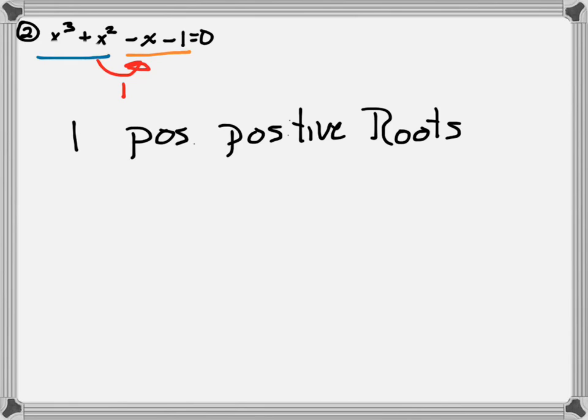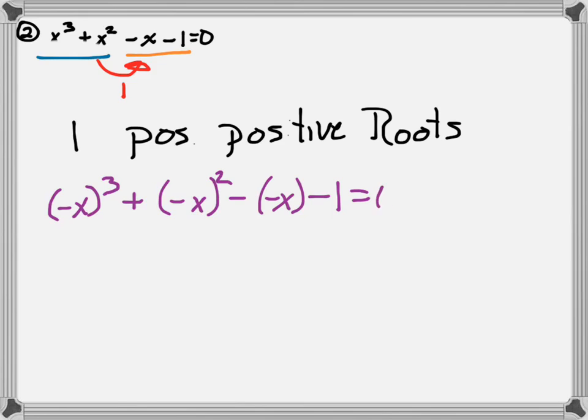Okay, next step is to plug in a negative x into every x. And eventually you're going to see a pattern of what you're doing to the signs. And you may not actually have to show the step of plugging it in. You can go through and change your signs according to the pattern.